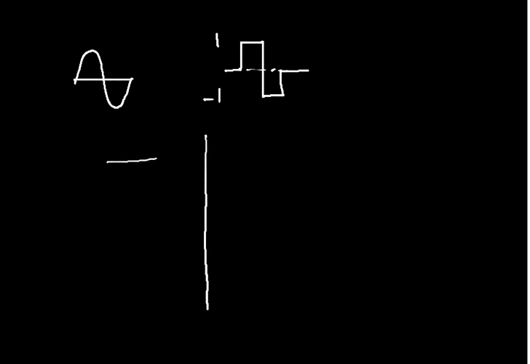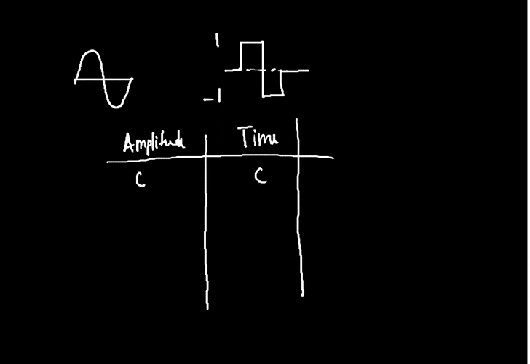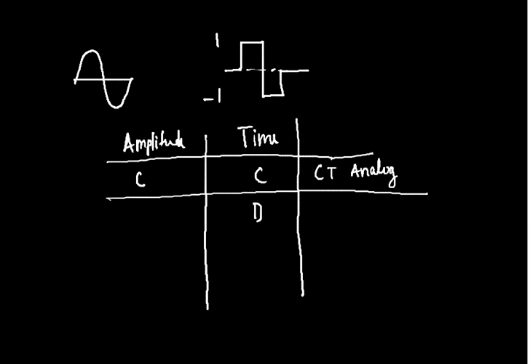The simplest way, let me put the amplitude against the independent variable of time. I'm just simply considering time. You can extend it for any variable. If the amplitude is continuous and time is continuous, it's called continuous time analog. If the time is discrete or sampled, but the amplitude is continuous, it's called discrete time analog.